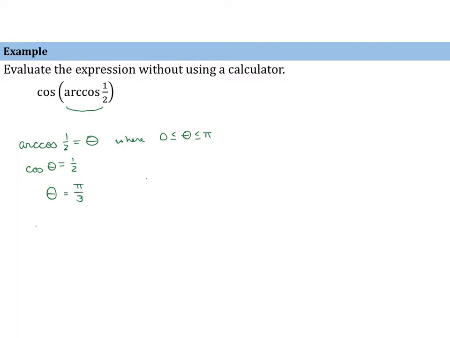So cosine of arc cosine of 1/2 is the same thing as, and I'm going to replace arc cosine of 1/2 with what we just found it to be, pi over 3. Now what is the cosine of pi over 3? 1/2.